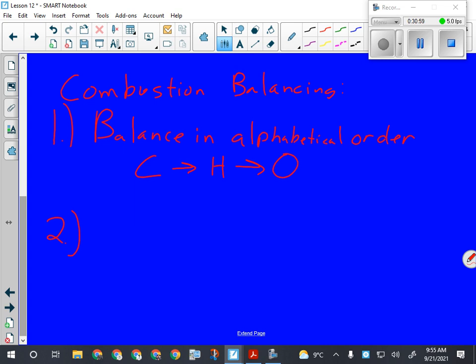Second rule is the rule of 2. If you're a Star Wars fan, you know where that comes from. Always 2 there are. But in this, it's always balanced with a 2 if there's an even number of carbons.